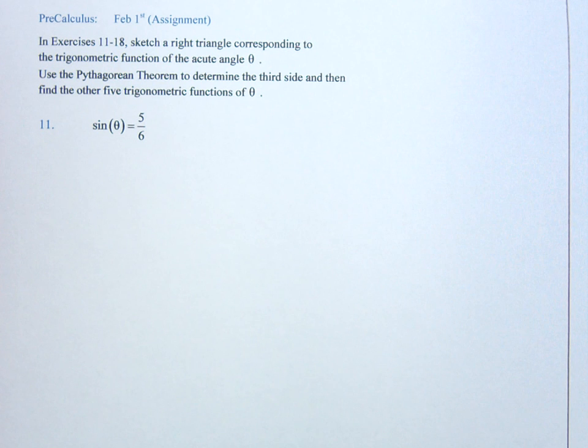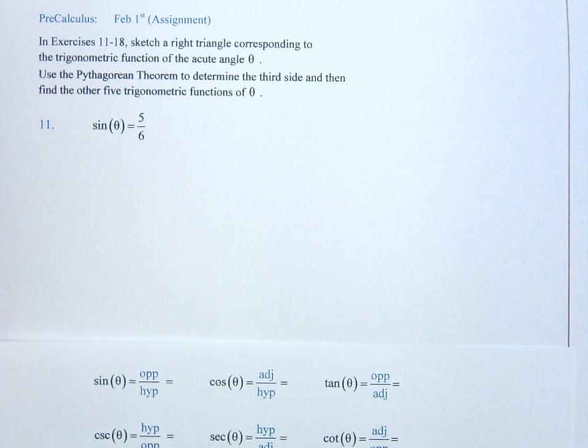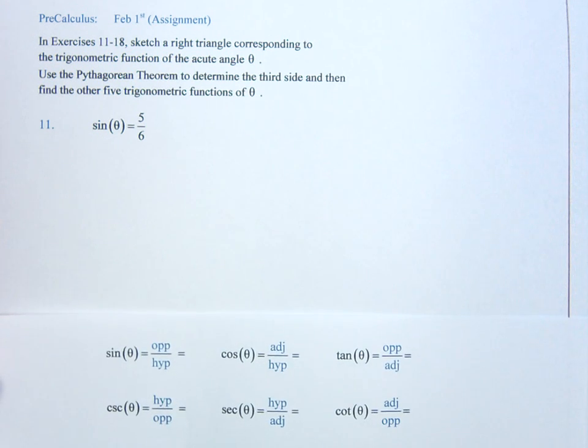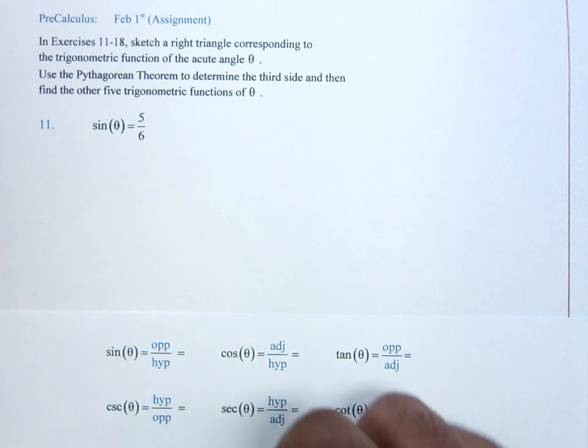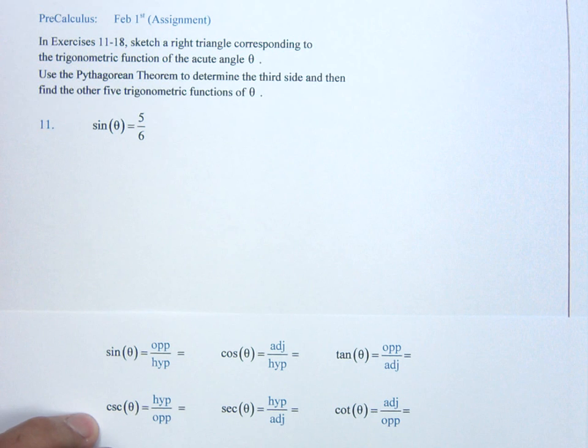Then we want to use Pythagorean's theorem to determine the third side. And we can find the other 5 trigonometric functions. There are 6. They gave us 1. So let me remind you of what the 6 are. You guys need to memorize these. Here are the 6: sine, cosine, tangent, cosecant, secant, and cotangent. So the first thing we need to do is, let's go ahead and write the one that they gave us.